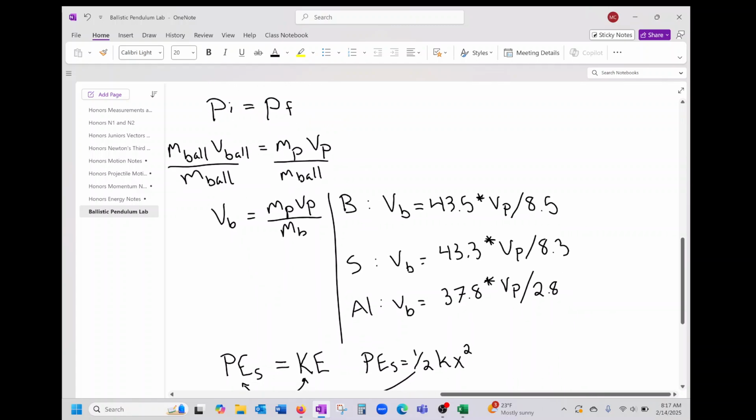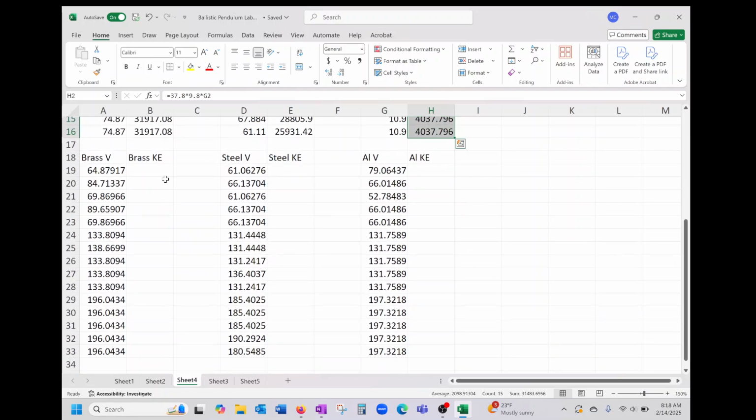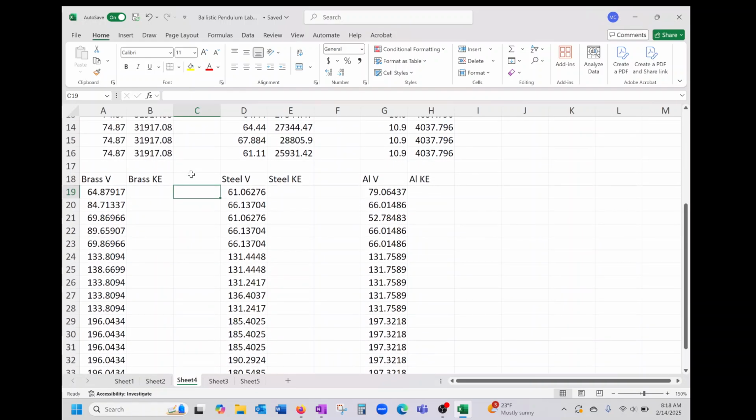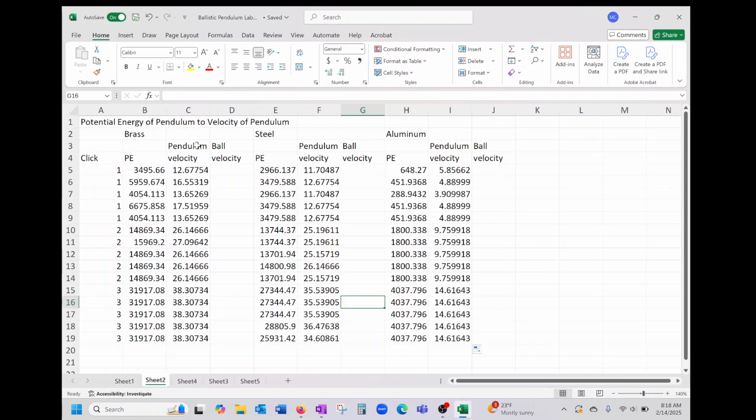To type that in, we do the mass of the pendulum times its velocity divided by the mass of the ball. So those are the 3 equations we're going to use here. To do that, I went ahead and made some other equations here. So I took already the velocity of each ball. So I got ahead of myself. To do this, we need to calculate the ball velocity.